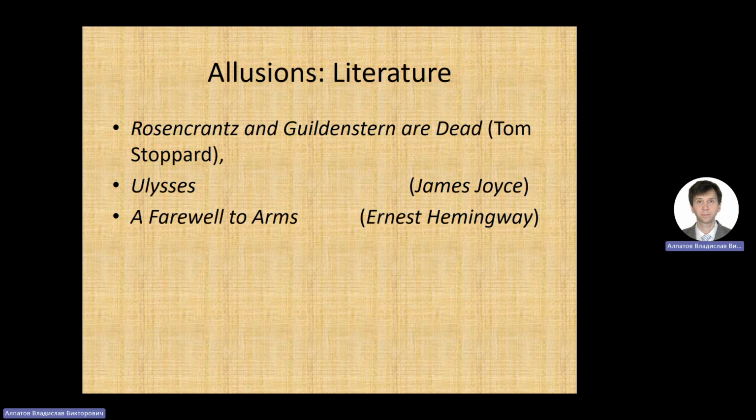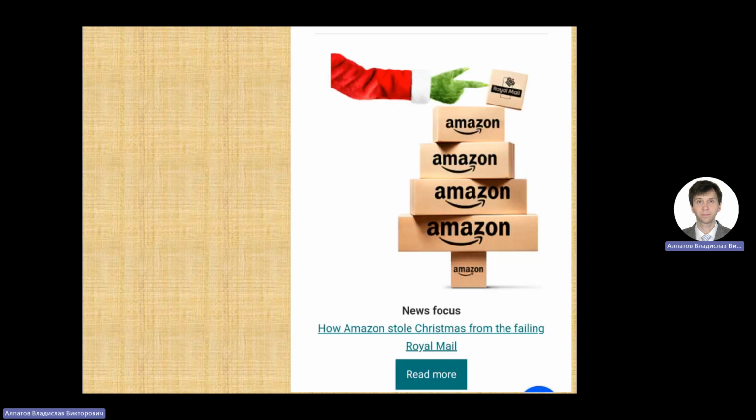So it's just a small glimpse into what intertextuality is, and for us to appreciate how much of the effect of understanding text and admiring the beauty of text depends on the ability to understand the allusions. Well, even on the simple level of reading a newspaper. This is a recent article from the Telegraph: How Amazon stole Christmas from the failing Royal Mail.